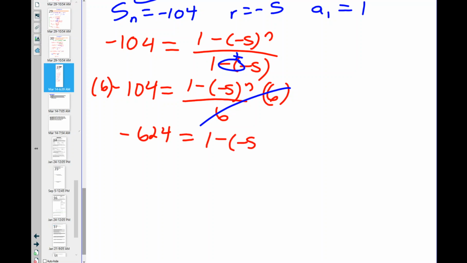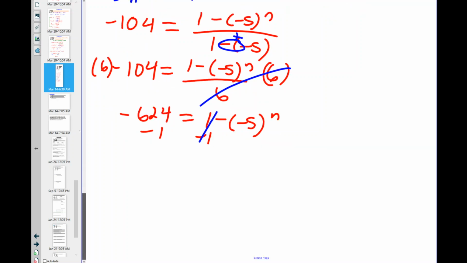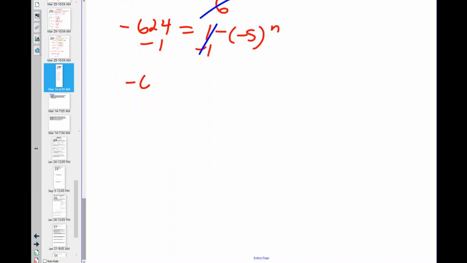1 minus negative 5 to the n. Then just like on the other two problems we've done before, minus 1, minus 1. Negative 625 is equal to negative 5 to the n. How do we get rid of the negative? Multiply by negative 1. That's just going to change the sign. It's going to knock out the negative in front. It's the only way we can get rid of it.